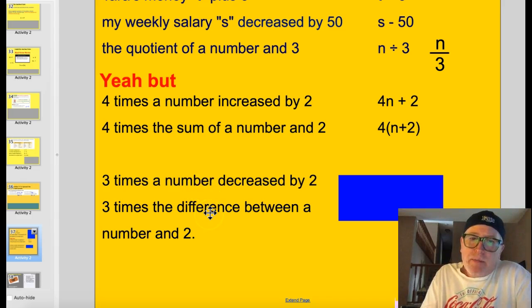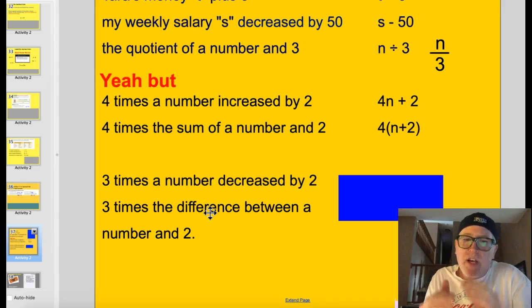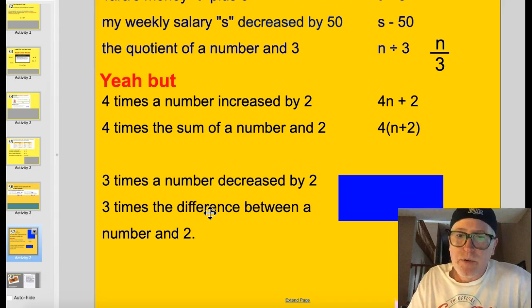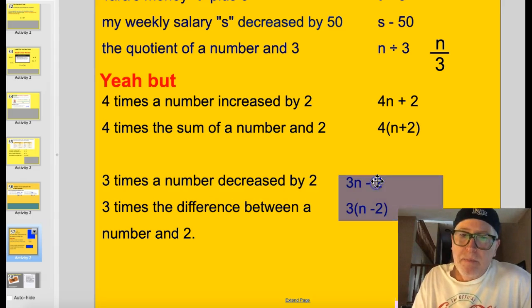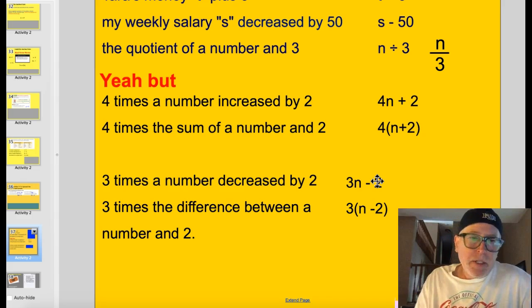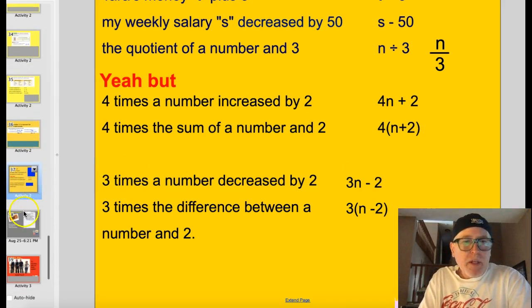These two right here. 3 times the number decreased by 2. 3 times the difference between a number and 2. All right, see if you got them. How'd you do? There, I knew you could. Alrighty, well, that's it for today.